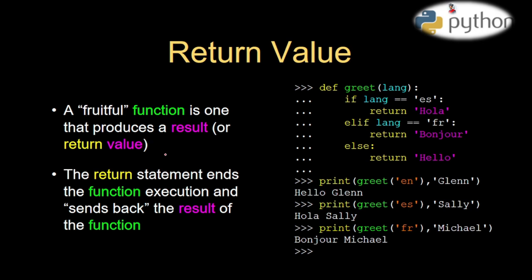Return value. Next we have two types of return values: void and non-void, or any other return type. So a fruitful function is one that produces a result or return type value in Python. The return statement ends the function execution and sends back that value or result to the function that we call. Look at this one: diff great lang, if lang equal to s, return hello. If lang equal to far, return bonjour, else return hello. So this is called fruitful functions.